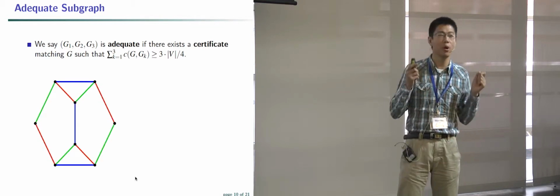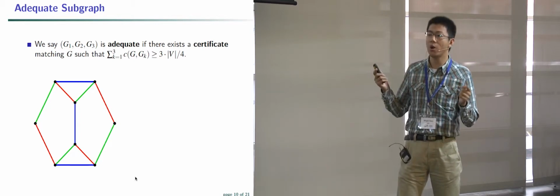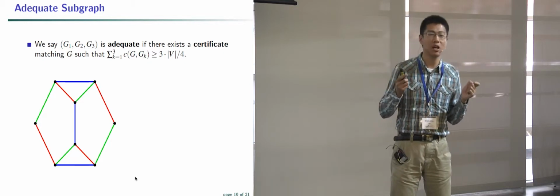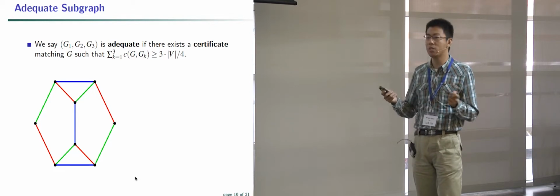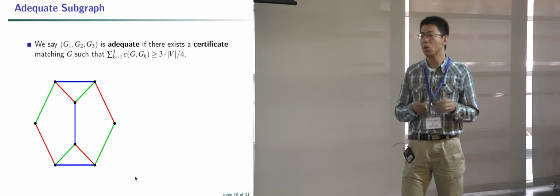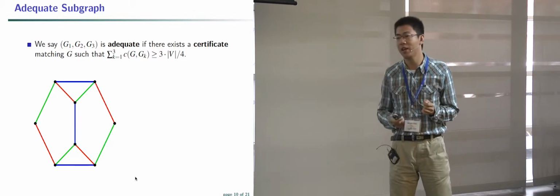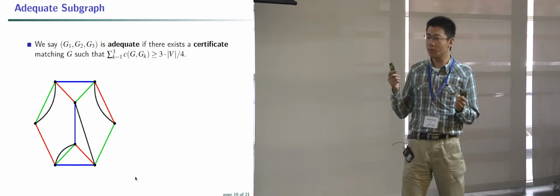We want to verify that these 3 matchings are adequate. One matching is red, one is blue, one is green. Notice that some matchings are not perfect. For example, the blue matching here, because the leftmost and the rightmost vertices are not covered by a blue edge. To see that these 3 matchings are adequate, we need a certificate matching, like this black matching.